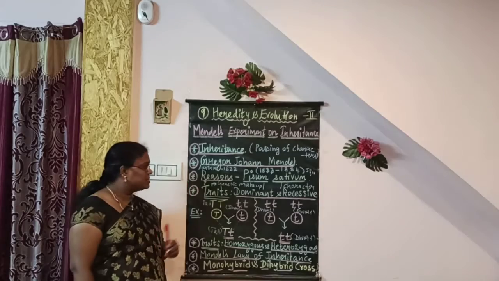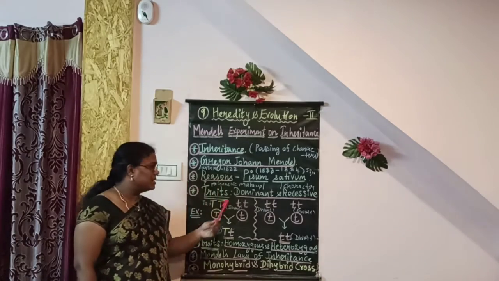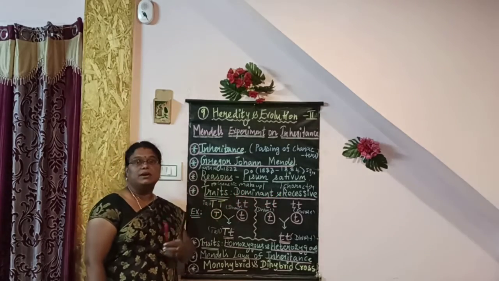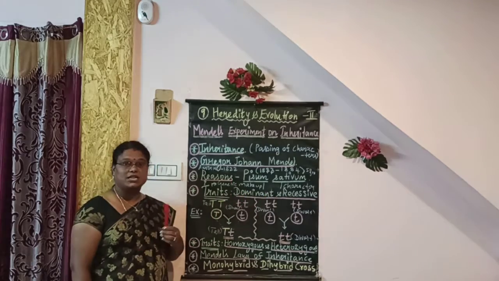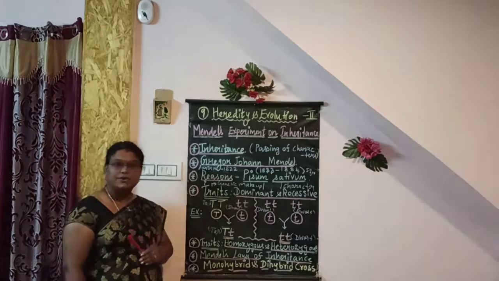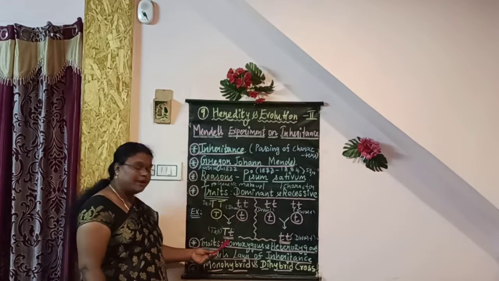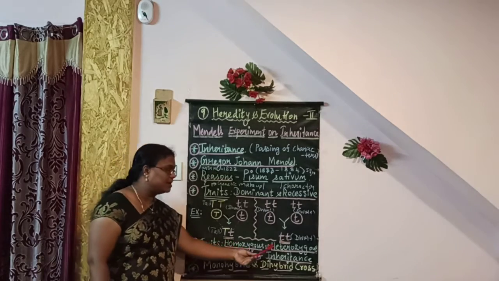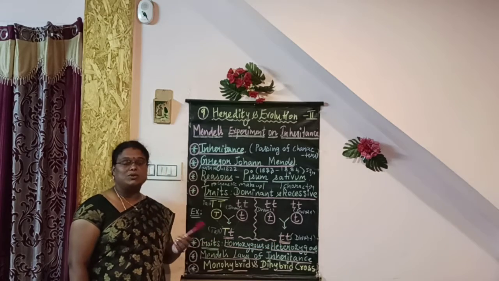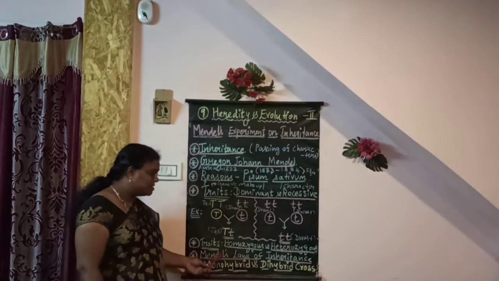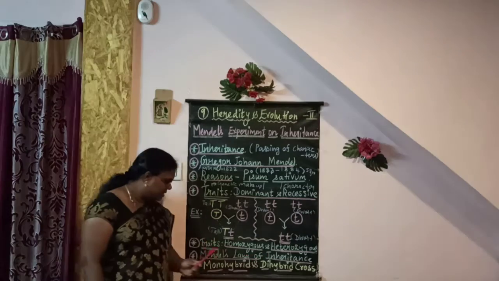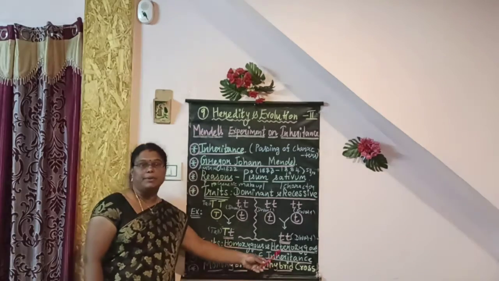are called traits and types of traits, that is dominant and recessive traits or dominant and recessive genes based on their expression in the first generation, and types of traits, that is homozygous and heterozygous traits based on similarity and dissimilarity of genes present, Mendel's 3 laws of inheritance, monohybrid and dihybrid cross.